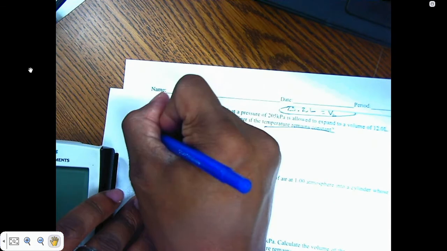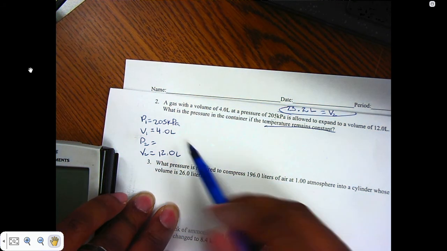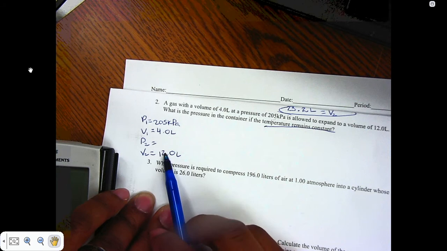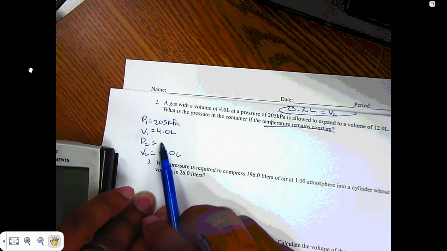We're going to assume that our P1 value in this case is 205 kPa. Our V1 is 4 liters. We don't have our P2 value, and our V2 value is 12 liters. Now, as I highlighted before in question number 1, there is an inverse relationship. Comparing V1 to V2, we notice an increase in the volume in liters. This implies that the P2 value is going to decrease.